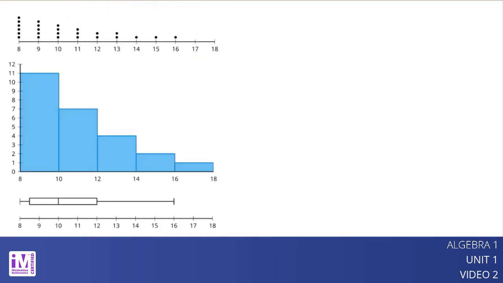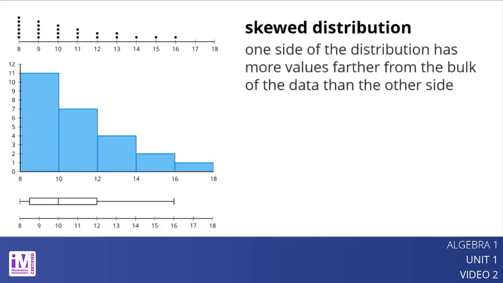Here is a dot plot, histogram, and box plot representing a skewed distribution. In a skewed distribution, one side of the distribution has more values farther from the bulk of the data than the other side. This results in the mean and median not being equal.